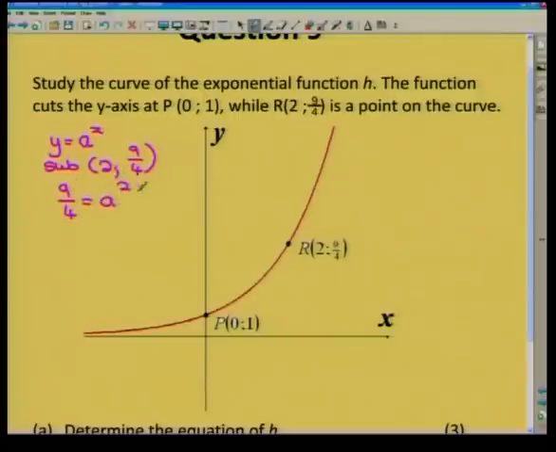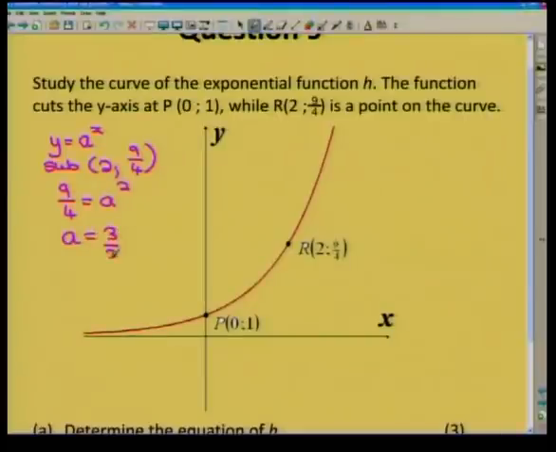To undo that square, our square root, normally we would pick up a plus minus as an answer. But remember, we defined these as having positive bases. So in actual fact, my a is equal to 3/2. And so this equation is y equals (3/2) to the x. They seem to like these questions with 3/2s, but they're not bad.